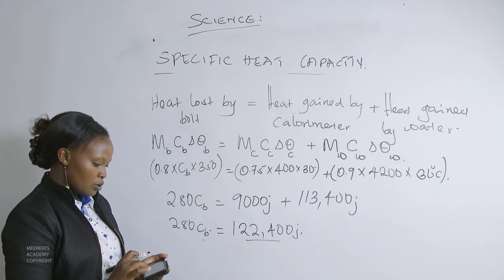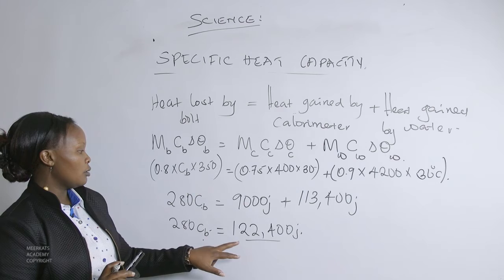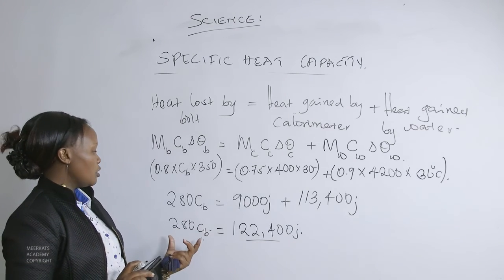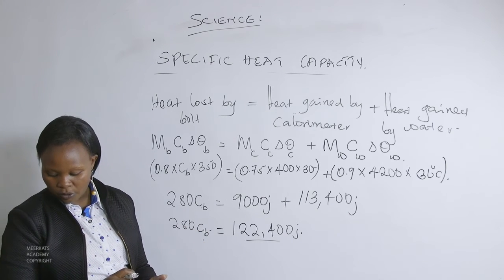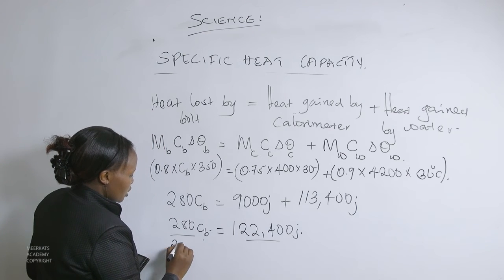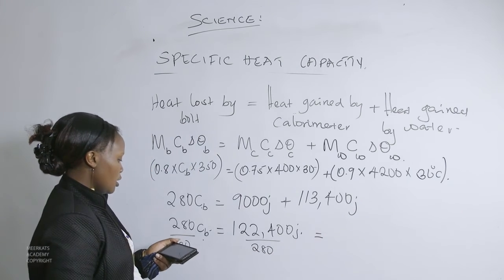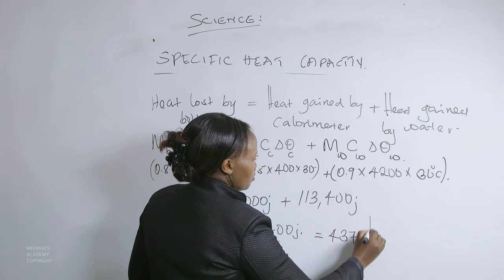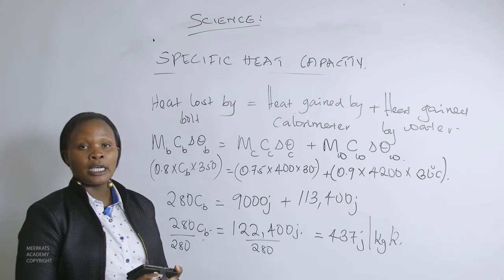So we can divide by that. The right hand side gives us this figure as our final, which is equivalent to 280 multiplied by the specific heat capacity of the bolt, and after dividing throughout by 280, the other side by 280, gives us the value as 437 joules per kilogram Kelvin.